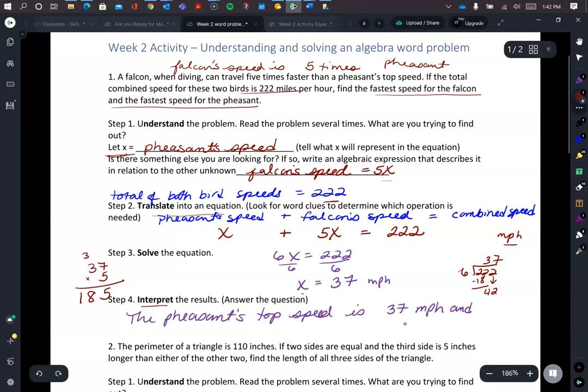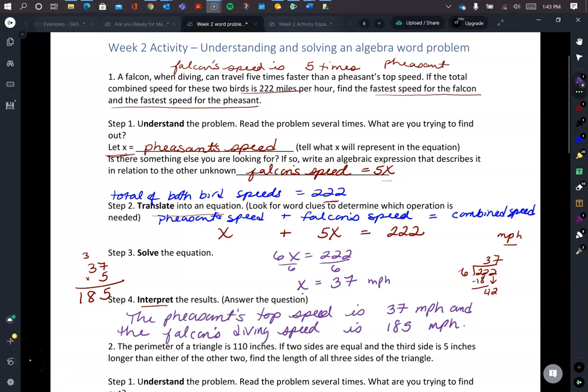There. So 185. And the falcon speed, or top speed, or diving speed, is 185 miles per hour. And that would be a complete answer in this case.